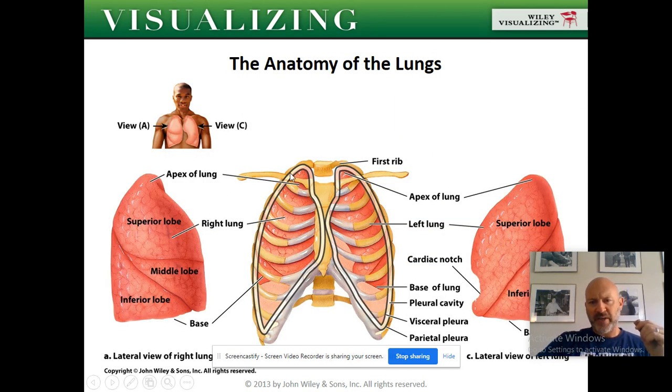So here you can see the apex of the lung protruding above the clavicle, and then the bottom or the base of the lung would go all the way down to about the 12th thoracic vertebra. All right, and so snug right up against the lung, we would have the visceral pleura. Outside of that, not superior, superficial to that, I should say, we have the parietal pleura, and between the two, we have that pleural cavity, which is filled with pleural fluids.